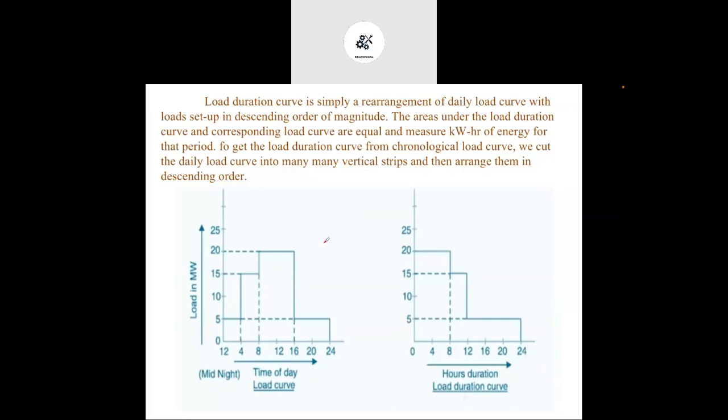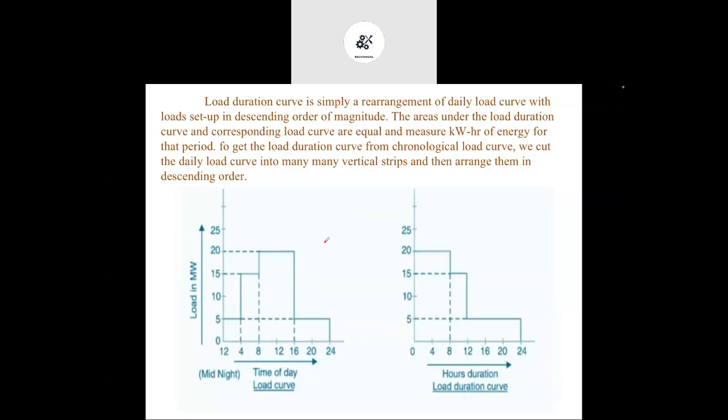Similarly, you can also draw the load duration curve. We simply rearrange the terms in descending order of the magnitude of requirement or the magnitude of the demand. Okay, so it is similar to the load curve, but this load duration curve is mostly used for selection of the generator.